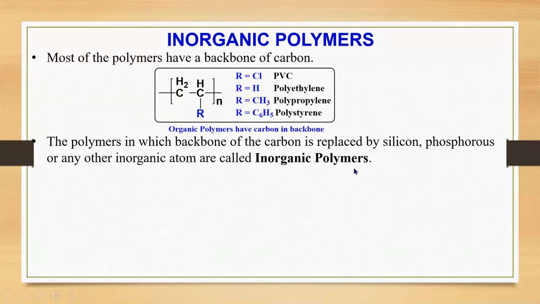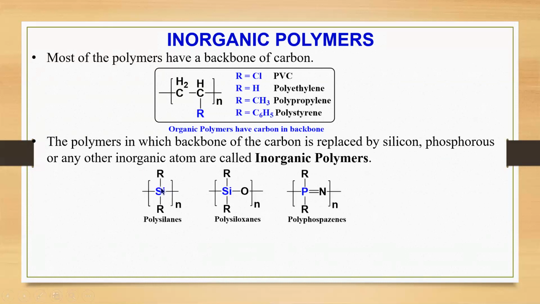So how do they look? They look something like this. You have a silicon, and on silicon is attached some organic group, maybe a hydroxy group here, and we call them polysilanes. And if we have silicon, oxygen, silicon, oxygen, silicon, oxygen, we call it polysiloxanes. And then we have polyphosphazenes. We have phosphorus attached to nitrogen, and then again phosphorus attached to nitrogen, with a double bond. So these are known as polyphosphazenes. This is the general structure of inorganic polymers.